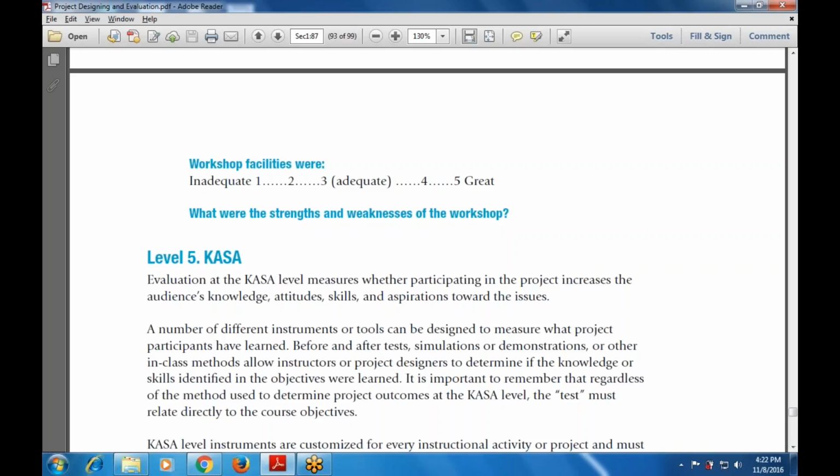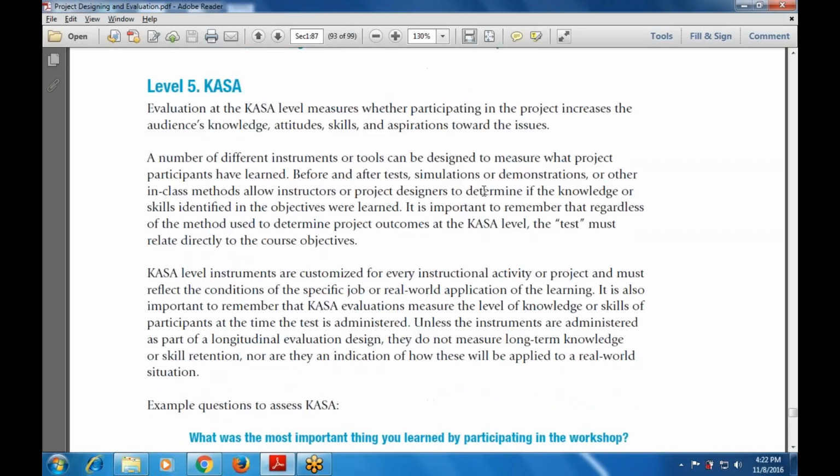KASA is the abbreviation of knowledge, attitude, skills, and aspiration. These are the 4 terms used with the KASA. These instruments are customized for each instructional activity or project, and must reflect the conditions of the specific job or the real-world applications of the learning.